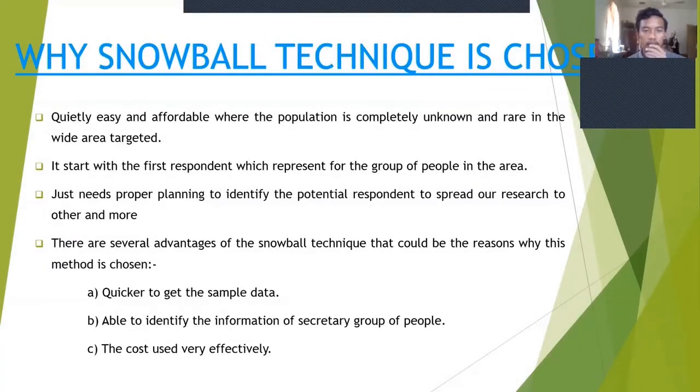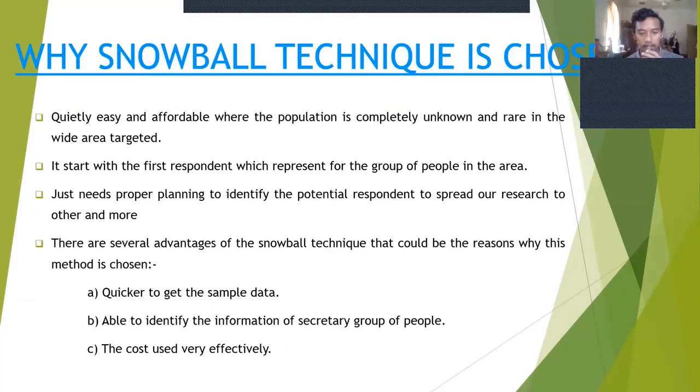In our research, we chose the snowball technique, and why was the snowball technique chosen? Okay, first, it is quite easy and affordable, where the population is completely unknown and rare in the wide area targeted. It starts with the first respondent, who represents the group of people in the area. It just needs proper planning to identify the potential respondent to spread our research to others and more. There are several advantages of the snowball technique that could be the reason why this method is chosen.